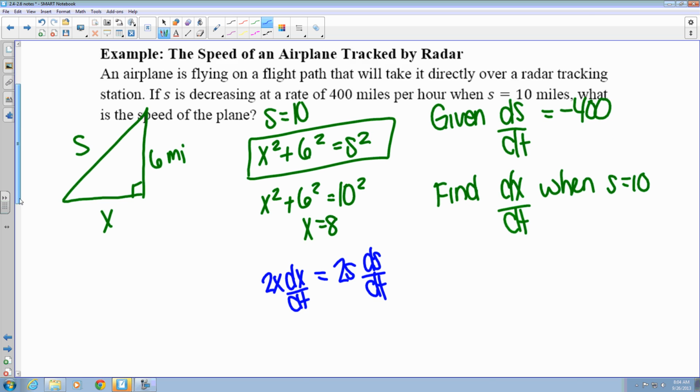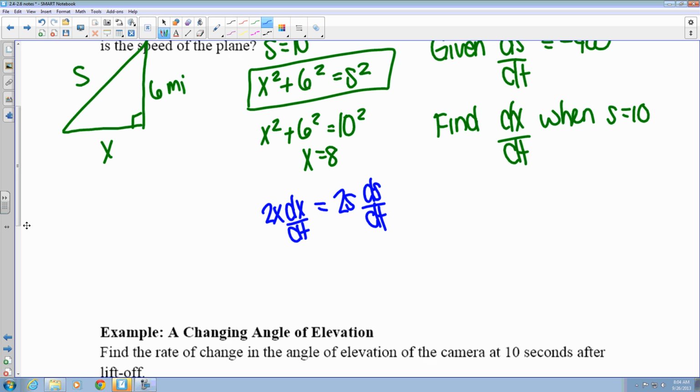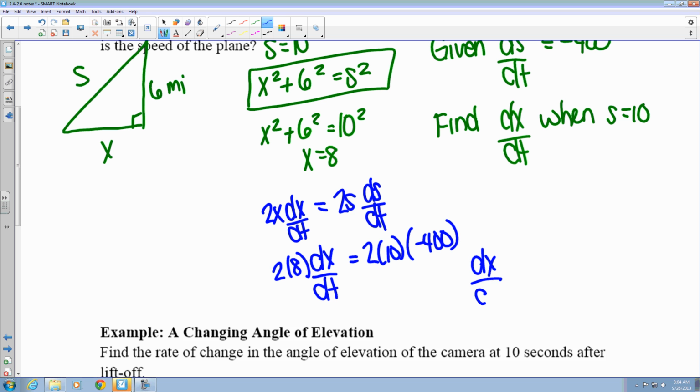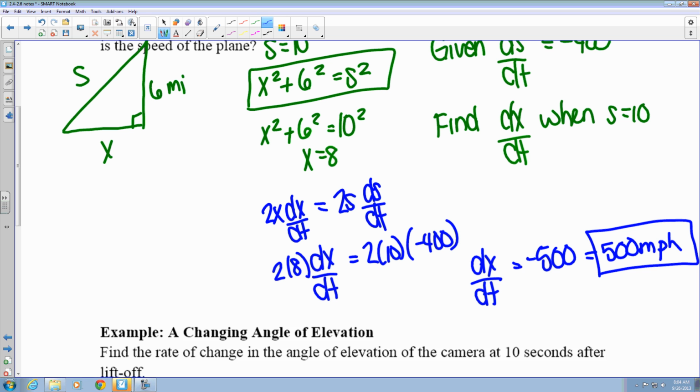We plug in everything that we know. x is obviously 8, we just found that. dx/dt is what we're trying to solve for. s is 10. ds/dt is negative 400. So dx/dt, when everything is divided and simplified, is negative 500. But because negative is telling us direction, so that's velocity, so really we want to use positive 500 miles per hour since we're trying to find speed, and speed is the absolute value of velocity.